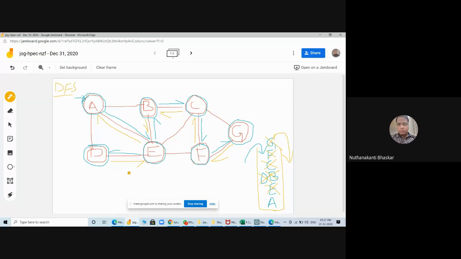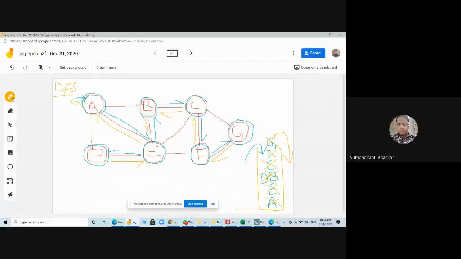Yes, sir. A. Now we are at A. Now is there any unvisited adjacent node for A? No, sir. If it is no, pop the top of the stack and backtrack. Are you clear? Yes, sir. Now the stack is empty. Until the stack is empty, you need to perform steps 3, 4, 5. Yes, we did that. Correct? Now the stack is empty.